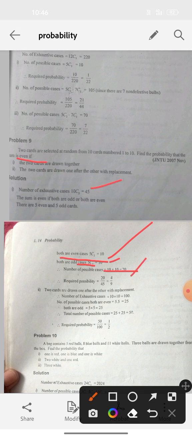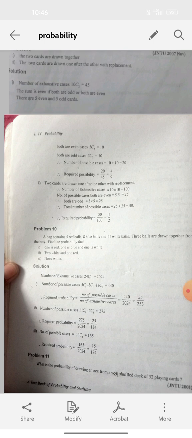2 cards are drawn one after the other with replacement, means 10 into 10 is 100. Number of possible cases: both are even means 5 into 5, that is 25, and both are odd is 5 into 5, 25. Again plus. Required probability gives 50 by 100, that is 1 by 2. Okay. Now going to the last problem of this session.